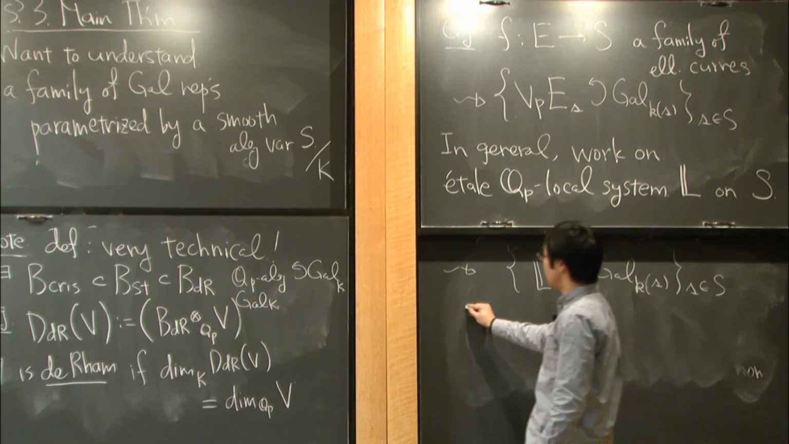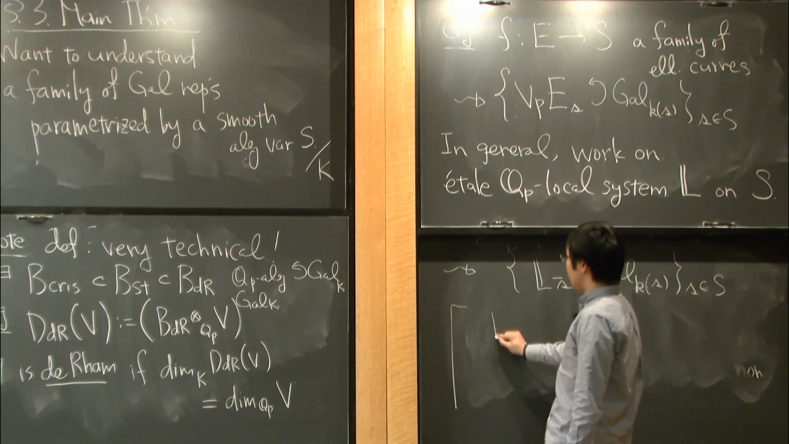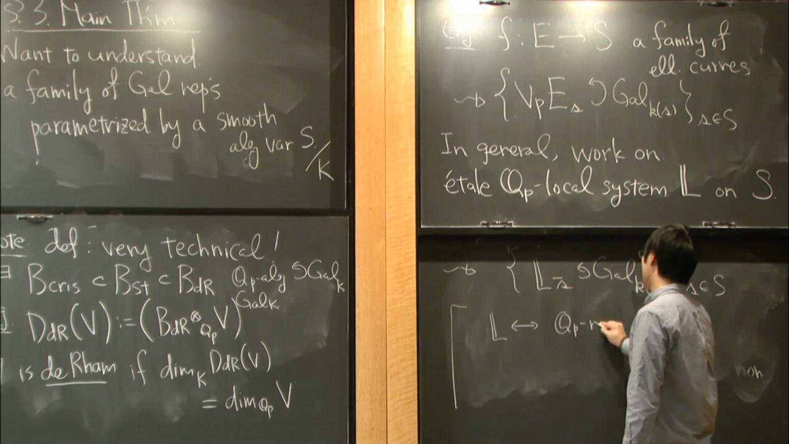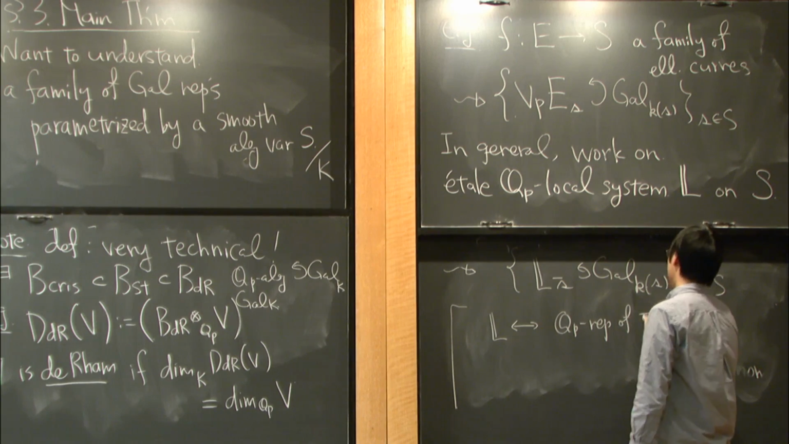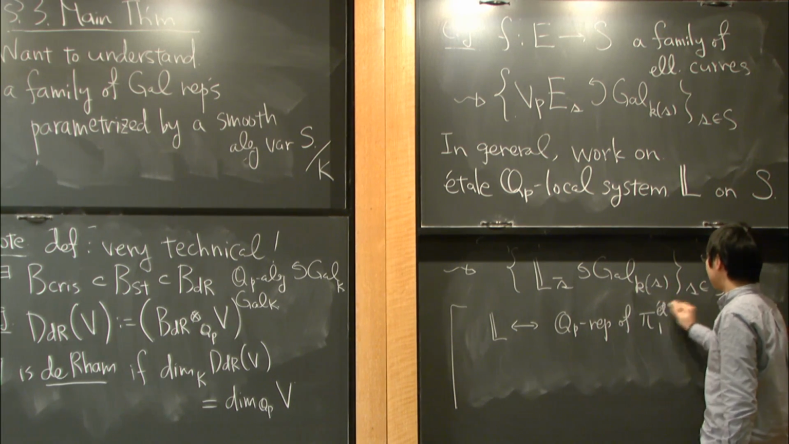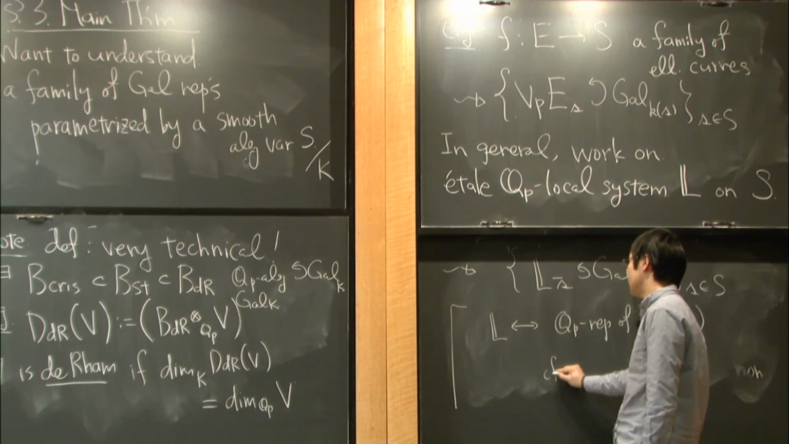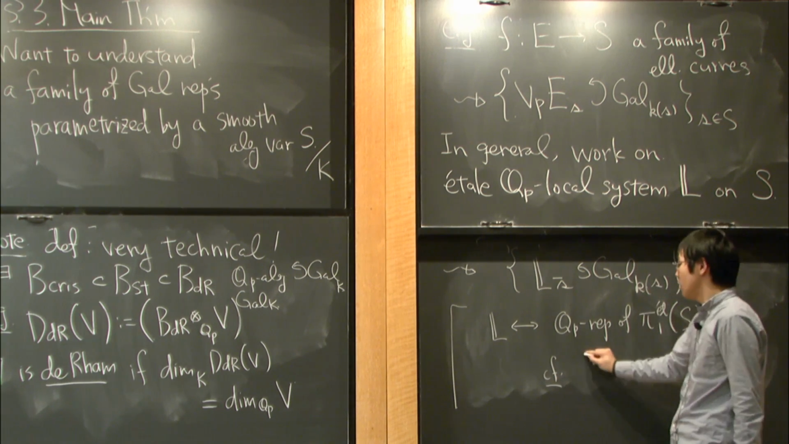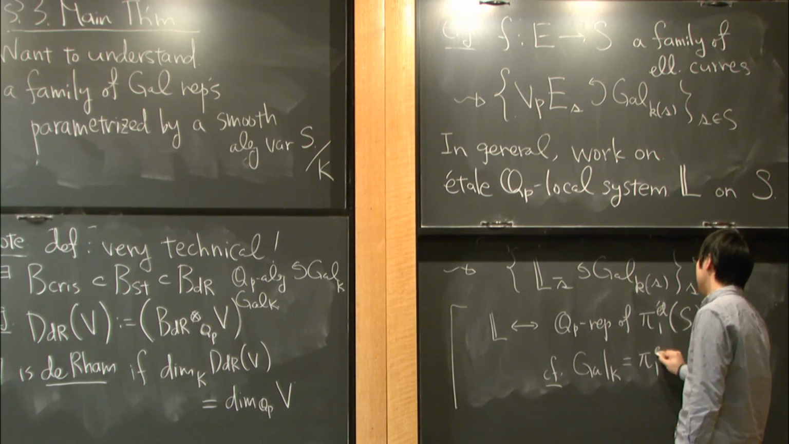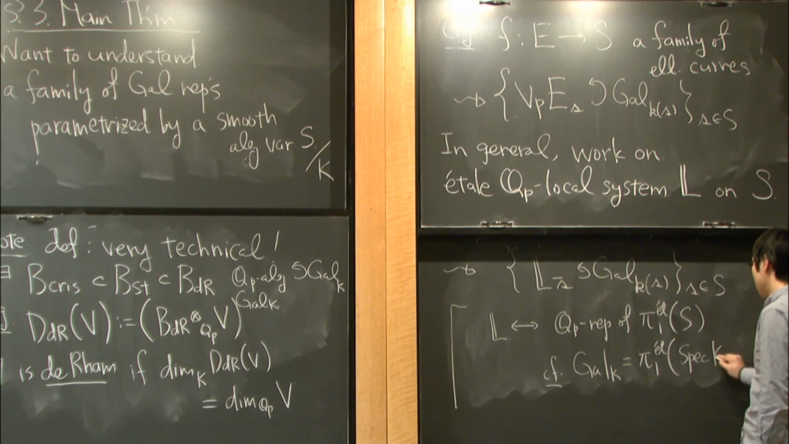And if you have never seen this kind of language, it's not that scary. Namely, this L corresponds to a Q_p-representation of, assuming S is connected, the étale fundamental group of S. This is a natural process because the Galois group of K is nothing but the étale fundamental group of the point, namely Spec K.